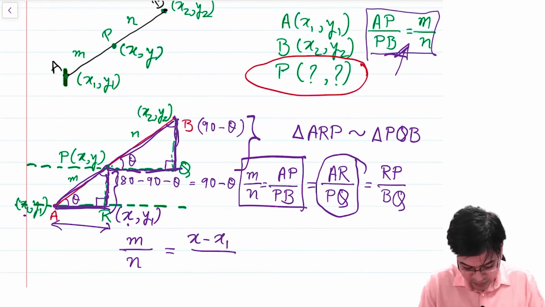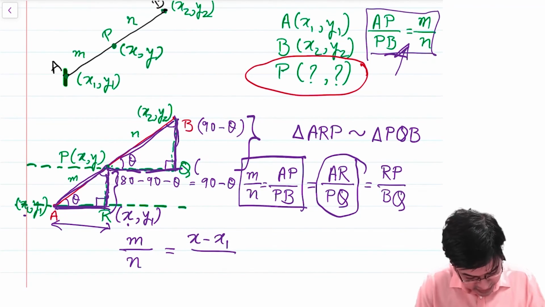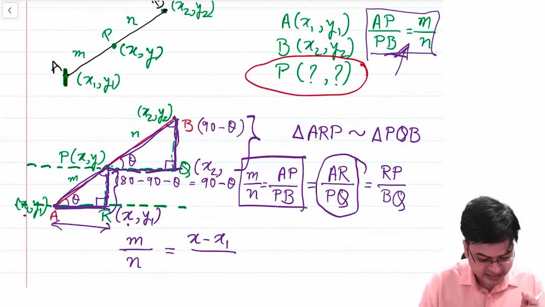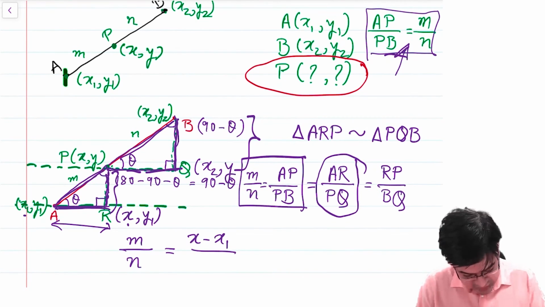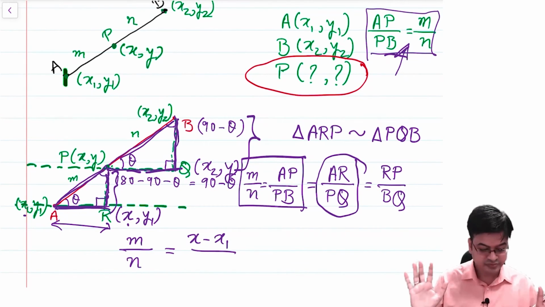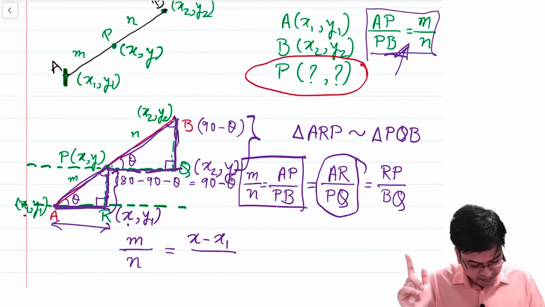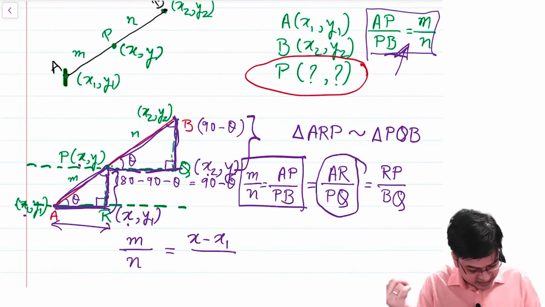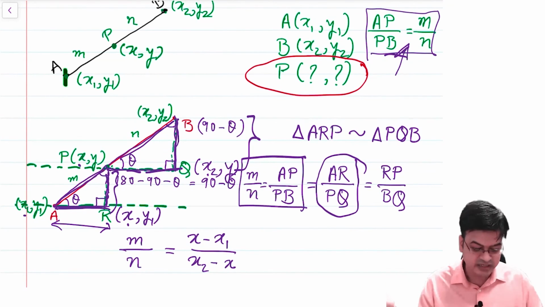And what is the length of PQ? Again I will invoke the same logic. On the x-axis I have to travel x2 units to reach the point Q, and on the y-axis I need to travel y units to reach the point Q. So the coordinates of Q are x2, y. But for this particular exercise only the x coordinates matter, so it is x2, and the coordinate of P is x, therefore it is x minus x1 upon x2 minus x.